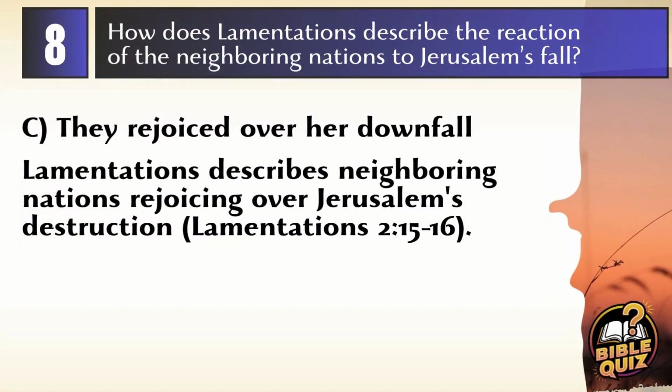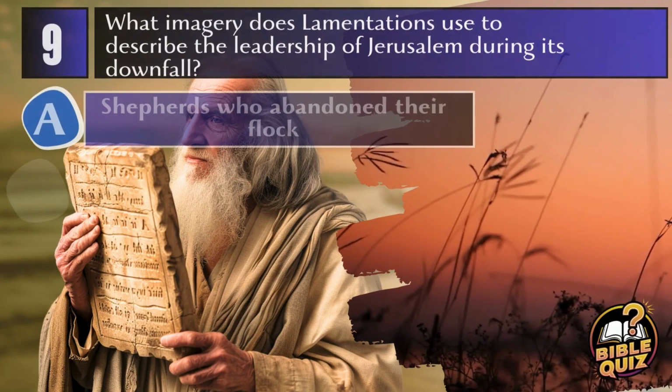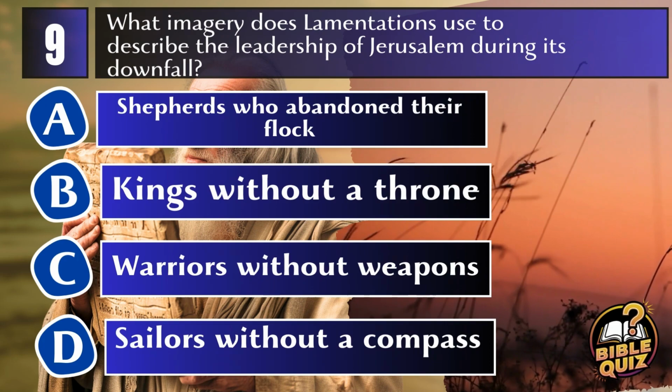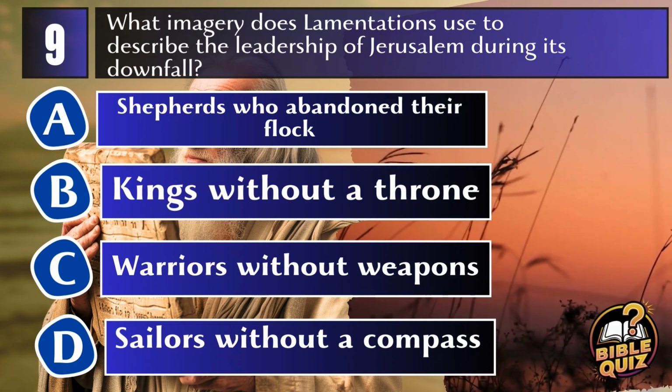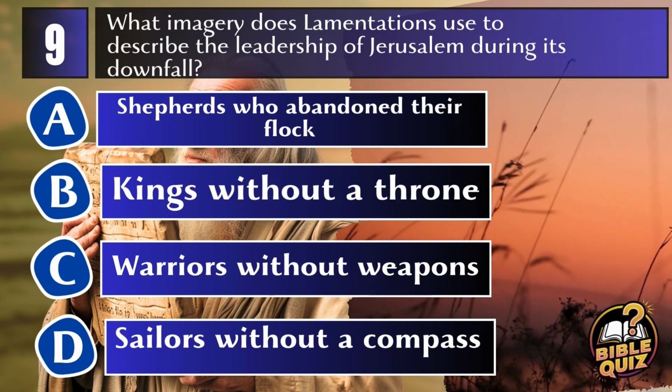Answer C. They rejoiced over her downfall. Lamentations notes that neighboring nations rejoiced at Jerusalem's fall, seeing her devastation as their gain. Lamentations 2:15-16. Question 9. What imagery does Lamentations use to describe the leadership of Jerusalem during its downfall?